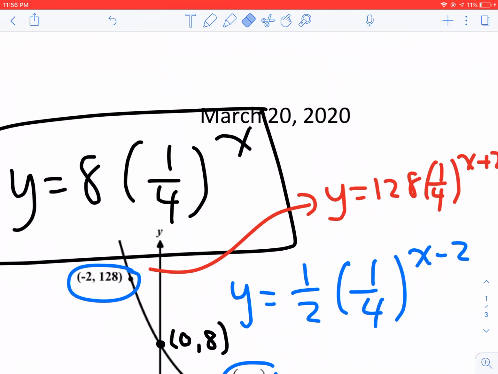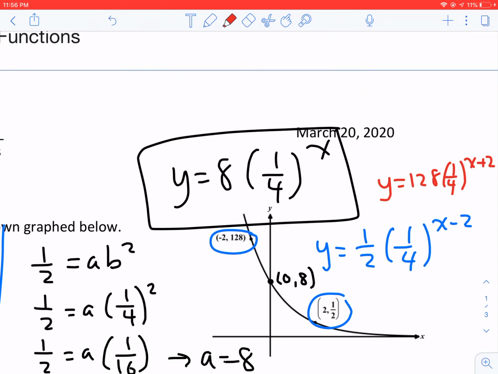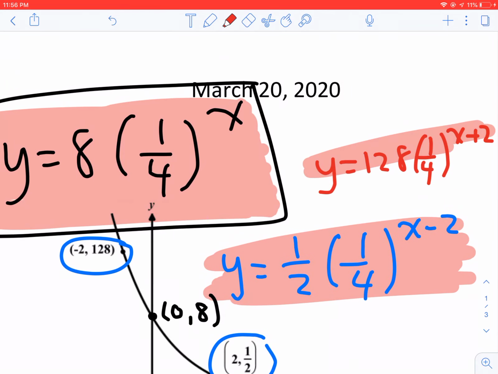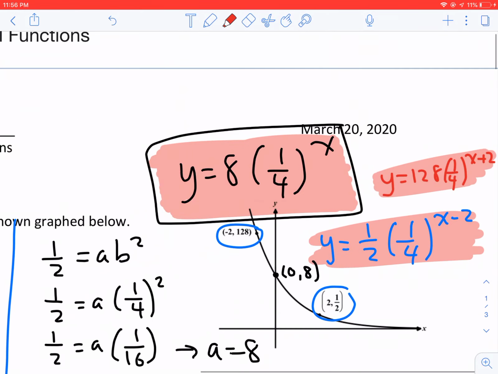If that makes you a bit uncomfortable, don't worry too much about it. You can always just find the a value and write the equation like this. This is analogous to using the zeroth term of a geometric sequence to write the rule. This would be like using the second term to write the rule, and this would be like using the negative second term to write the rule.